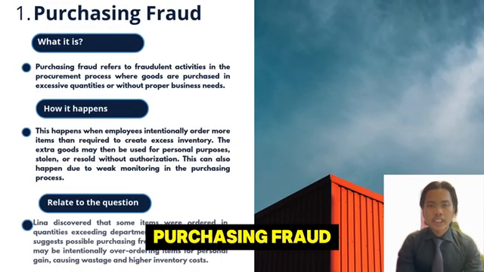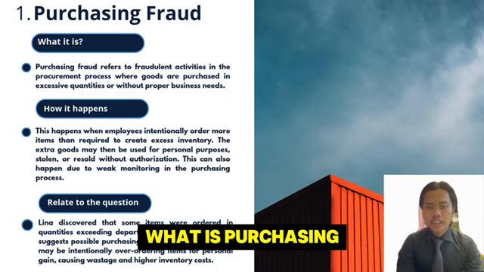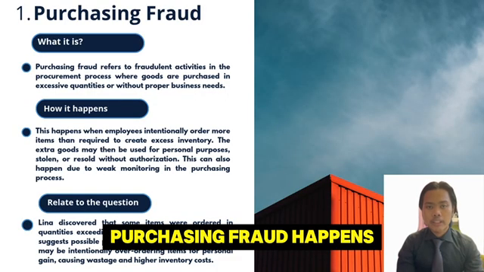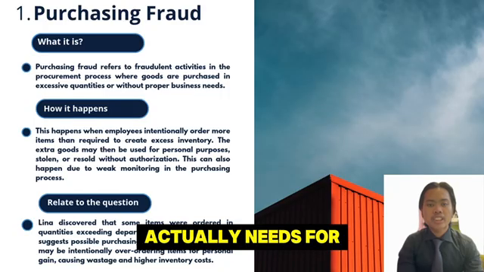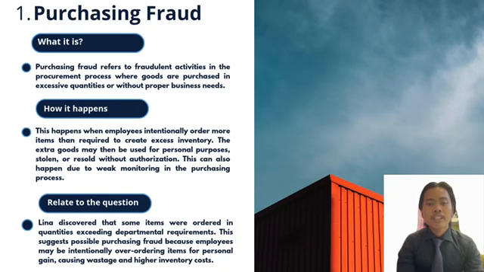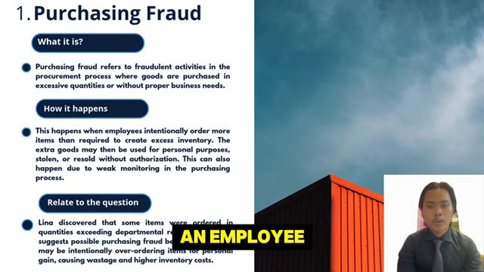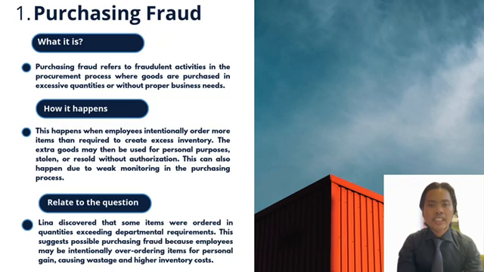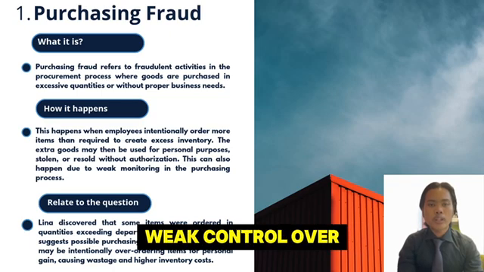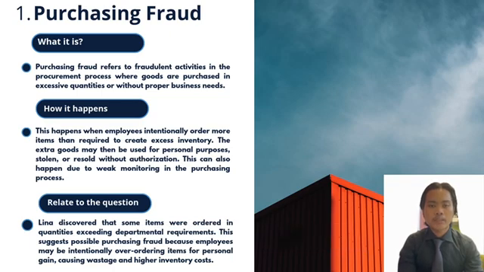First one is purchasing fraud. What is purchasing fraud? Purchasing fraud happens when someone buys more goods than the company actually needs for dishonest reasons. It happens when an employee orders extra items on purpose. The extra goods may be kept for personal use, stolen, or sold to someone else. This actually happens when there is weak control over the purchasing process.